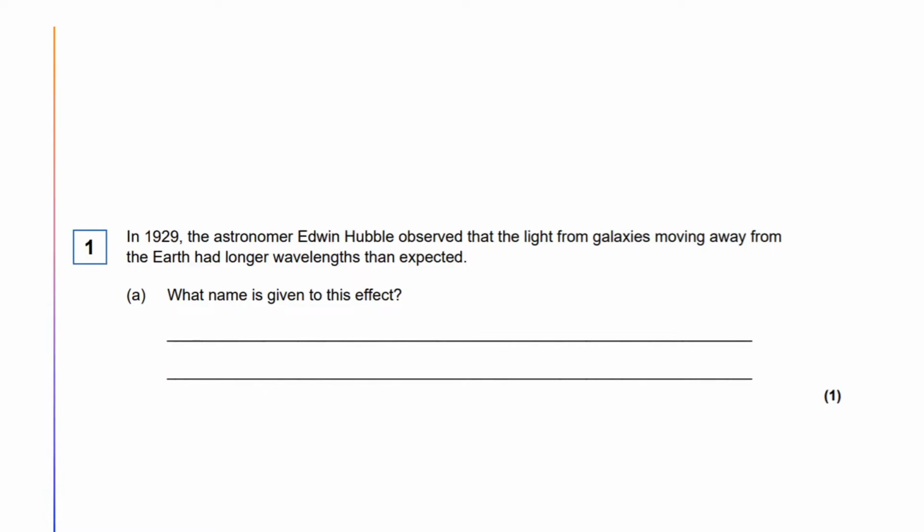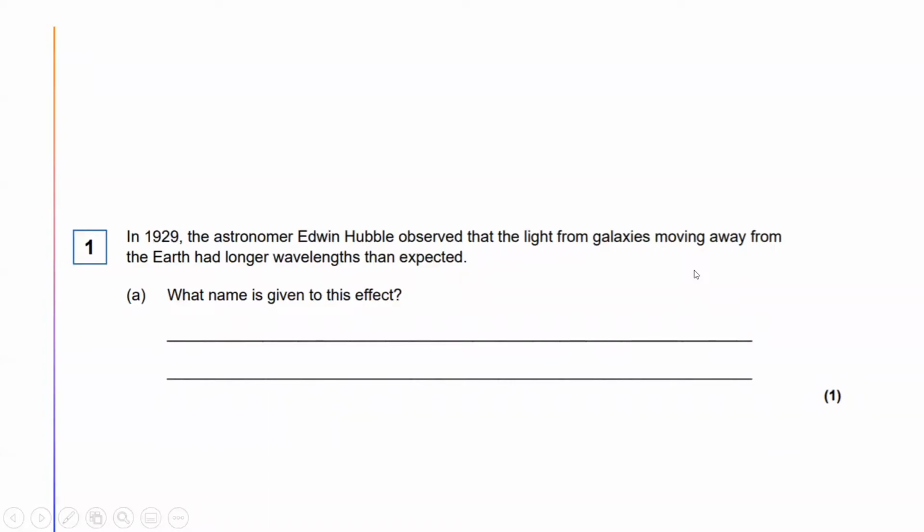So in 1929, the astronomer Edwin Hubble observed that light from galaxies moving away from the Earth had longer wavelengths than expected. So what name is given to this effect? Give you just a moment. What name is given to this effect? It is the redshift. So it was from Hubble's observations that we've got the redshift there.